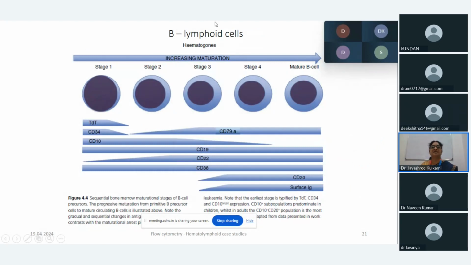Coming to B lymphoid cells, you have your stage 1, 2, 3, 4, and then the mature B cell. So your TdT and CD34 are your immature markers. In B lymphoid cells, CD10 appears in the earlier stages, whereas subsequently there is gain of CD79A. CD19, like HLA-DR for monocytes, is your pan-B marker, right? And CD22, CD20, these are all your lineage markers. Again, CD38 can also be present throughout.